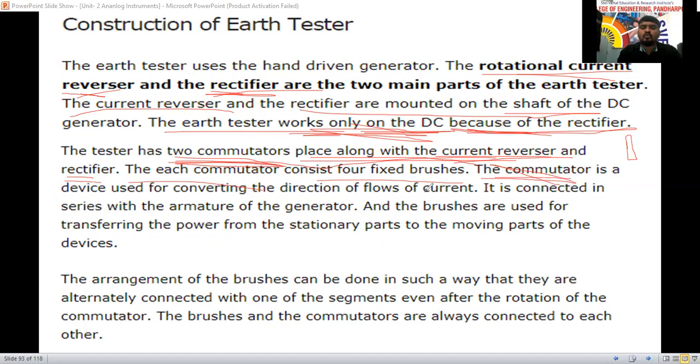Now for that reason, for the rotating part, to give the supply and to take the supply, what we have to do, we have to connect the brushes here. Now for that reason, each commutator consists of 4 fixed brushes used over there. Now the brushes will touch the commutator parts and it will take the supply and it can give the supply over there. So the commutator is a device used for converting the direction of flow of current here. It is going to convert the direction of flow of current here.